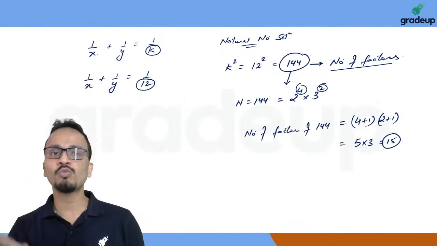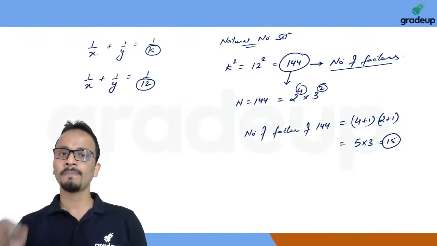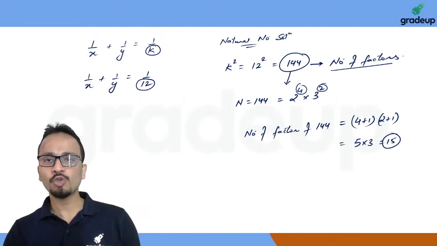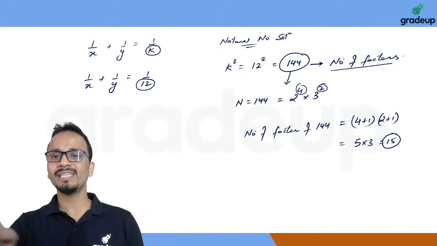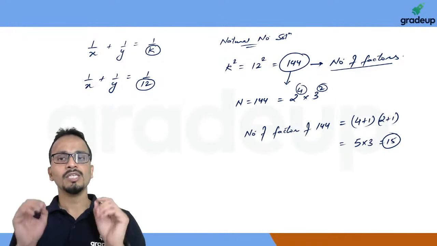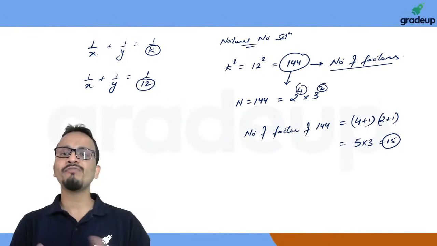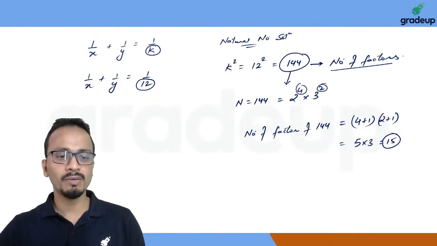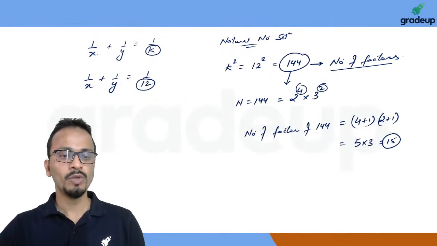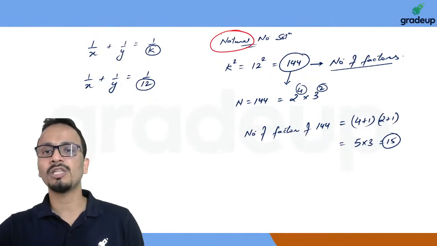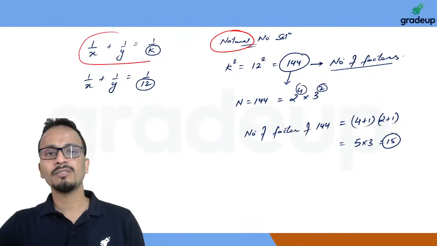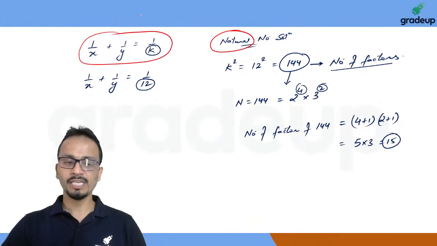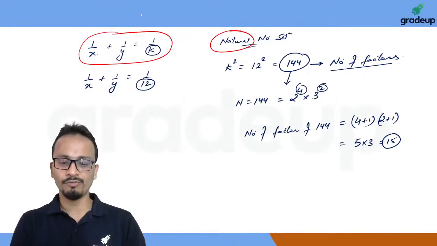1 upon x plus 1 upon y equals 1 upon k. Calculate the value of k square, whatever the value is, in this case it is 144. So the number of factors of 144 will be equal to the number of natural number solutions. Okay, will be equal to the number of natural number solutions. And the equation, again I'm repeating, it should be in the standard form.